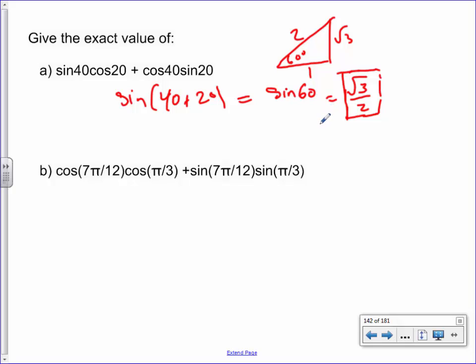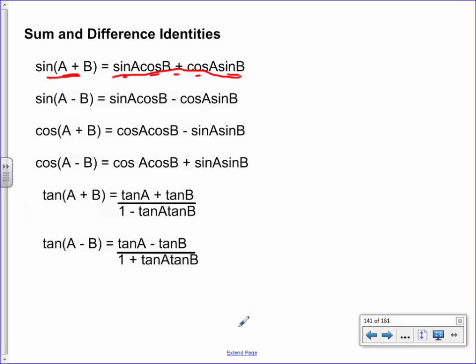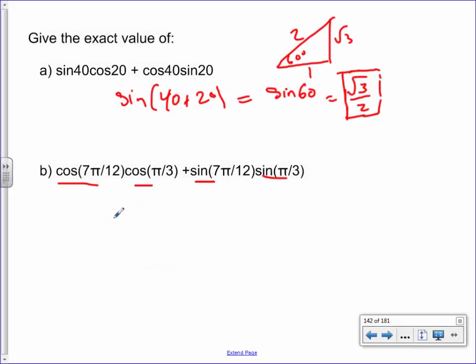Any questions on that one? Let's try the next one. You need to look for some sort of rule that involves a cos adding a sine. So going back here, the one that involves a cos sine is the a minus b. So we need to do the cosine of the first one, which is 7 pi over 12. We need to minus pi over 3.